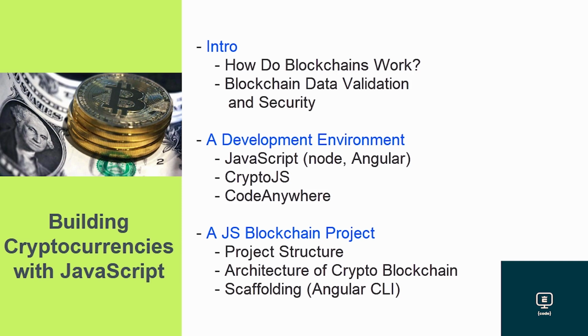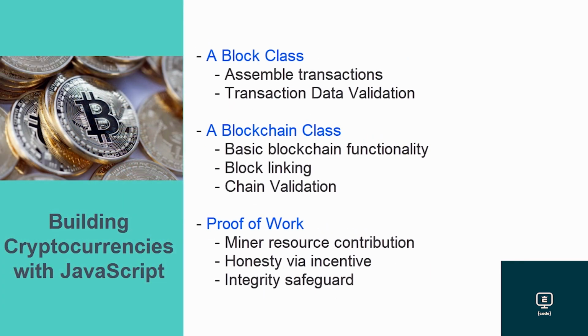With our environment and project ready for code, our first development step will be in defining blockchain and block classes that will form the basis of our cryptocurrency machine. Here we'll get functions defined within a blockchain class that provide the blockchain's basic functionality, including block linking and block validation that will maintain the blockchain's integrity.